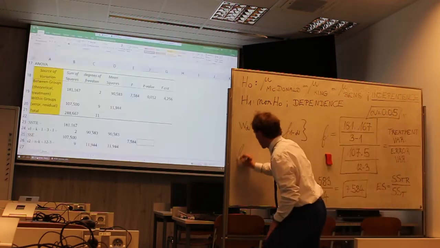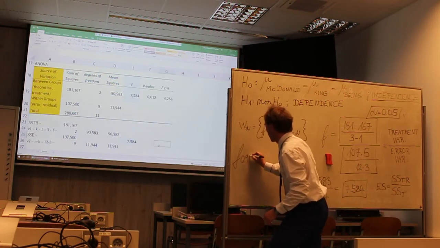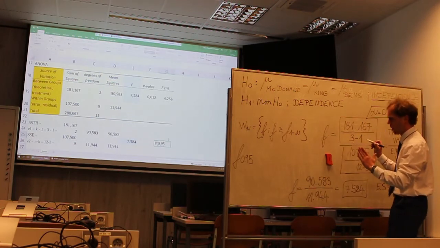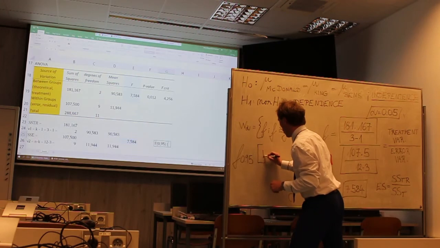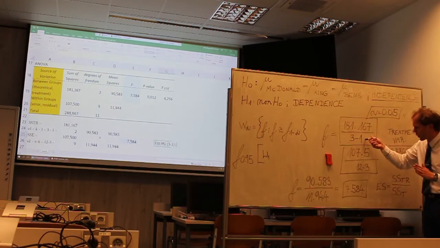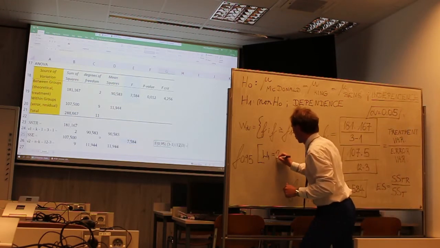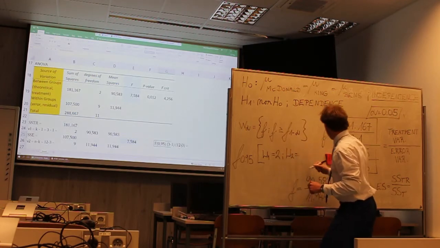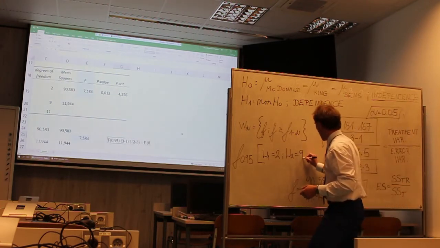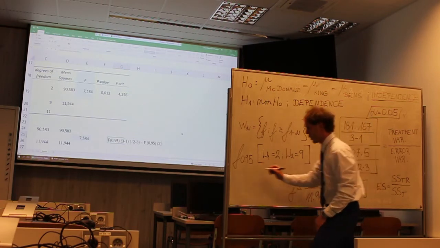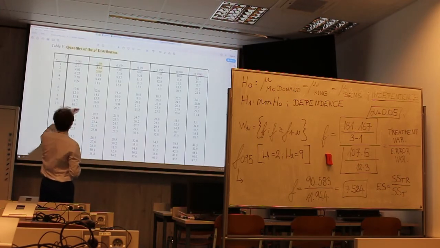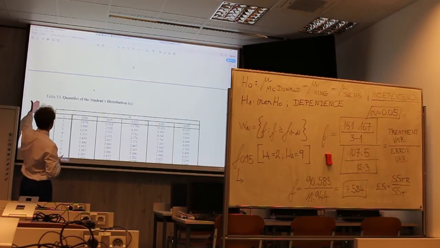So in the tables we must find F0.95, the 95% quantile of the Fisher-Snedecor distribution with degrees of freedom nu1 and nu2. We already know that nu1 is equal to 2 and nu2 is equal to 12 minus 3, which is 9. So 2 and 9 degrees of freedom. The value of this critical quantile from the tables will be found in your statistical tables.